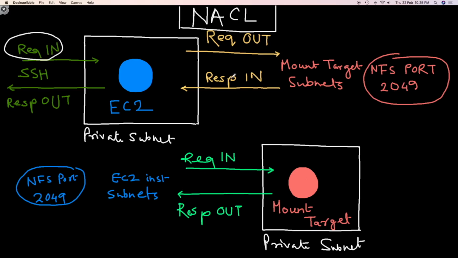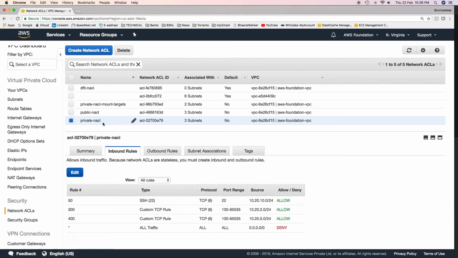This one and this one should be in the inbound rules of this private subnet, and this response and this request should be in the outbound rule of this private subnet. This is the NACL for private subnets of EC2 instances.